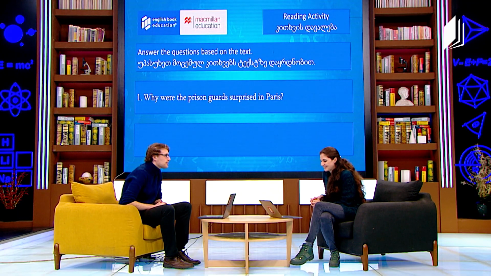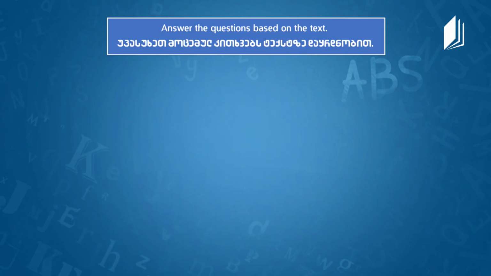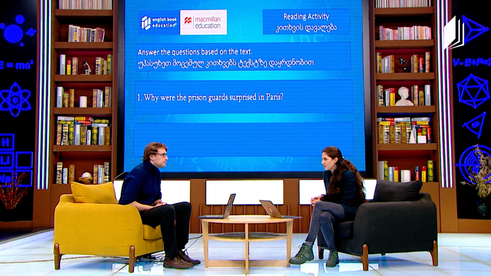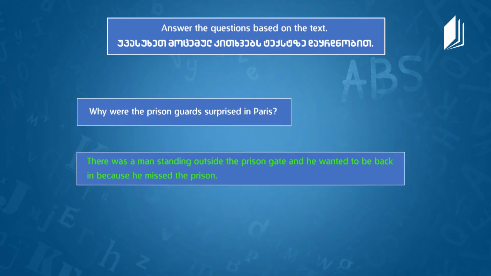Shall we start? Let's start. Our very first question is, why were the prison guards surprised in Paris? Zach, do you remember why were the guards surprised in Paris? Oh, I think so. I remember there was a man standing outside of the prison gates and he wanted back in because he missed prison. You are absolutely right. Quite weird story, isn't it?